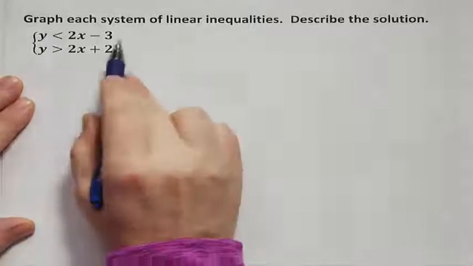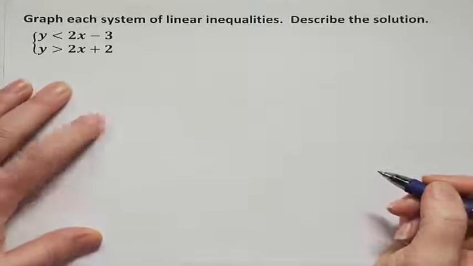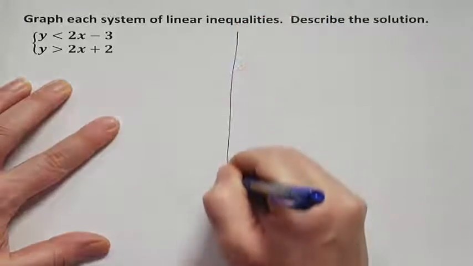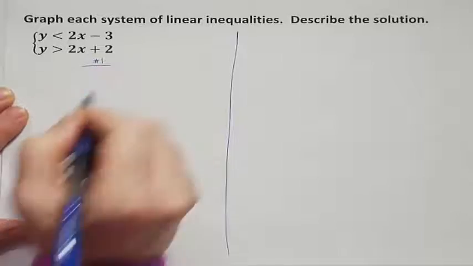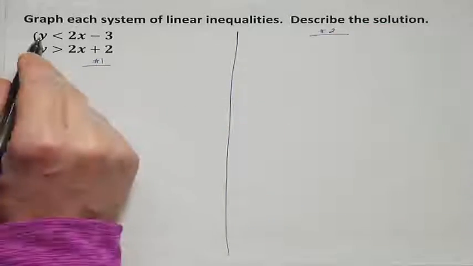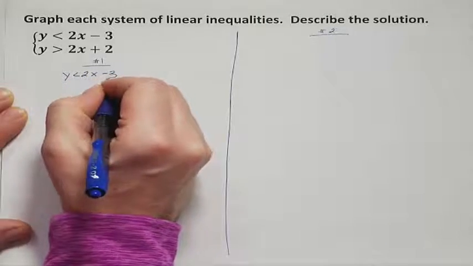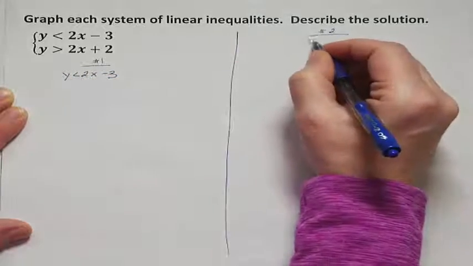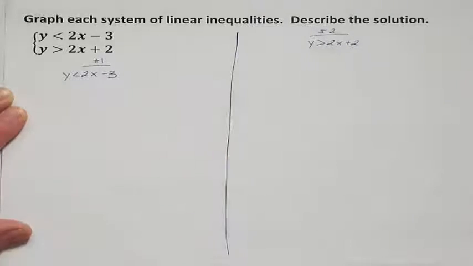So they want us to go ahead and graph this linear inequality and describe what our solutions would be. Since I know that I have to graph 2 lines, I'm going to split my paper into 2 sections so I can concentrate on line number 1 and line number 2. The first line is the inequality y is less than 2x minus 3. The second line is the inequality y is greater than 2x plus 2. So focusing just on the first line.